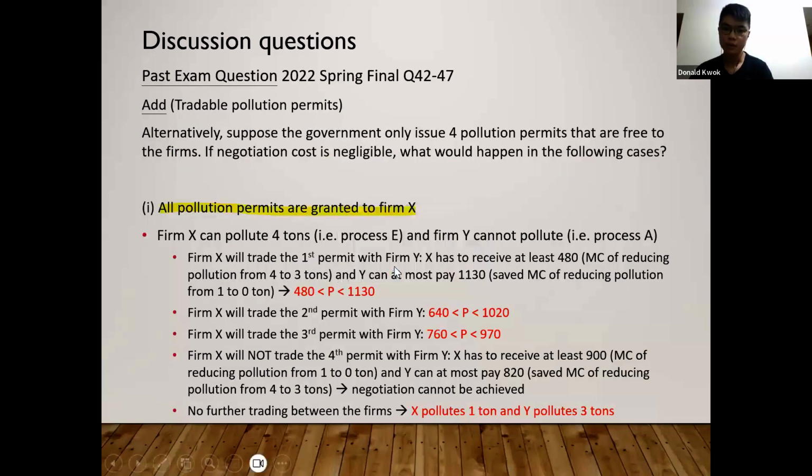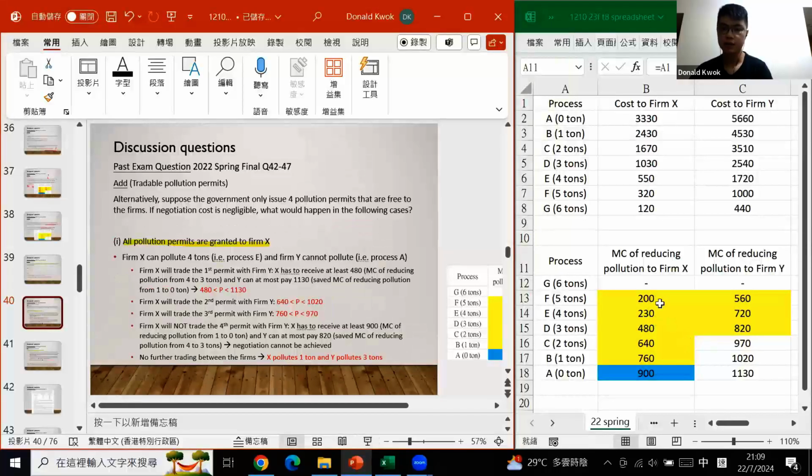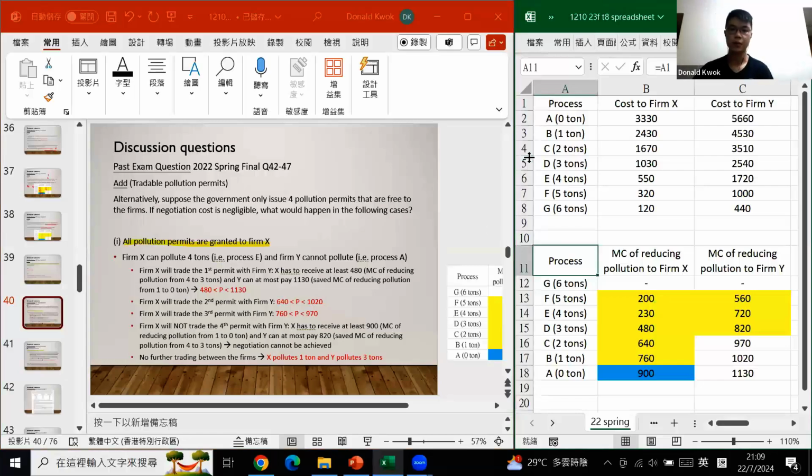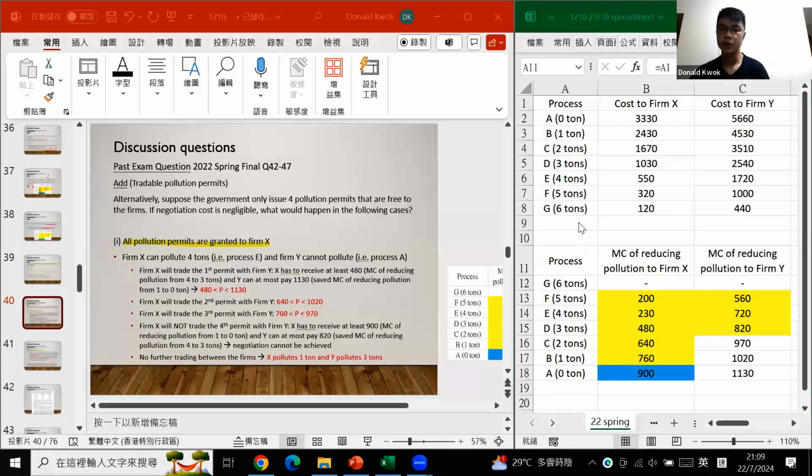Let me shift my screen to Excel again to explain the numbers in more detail. If all pollution permits are granted to firm X, then the analysis would start as follows. Firm X is using process E, emitting 4 tons, and firm Y is using process A, emitting 0 tons. They are trying to negotiate whether to trade for the pollution permit.